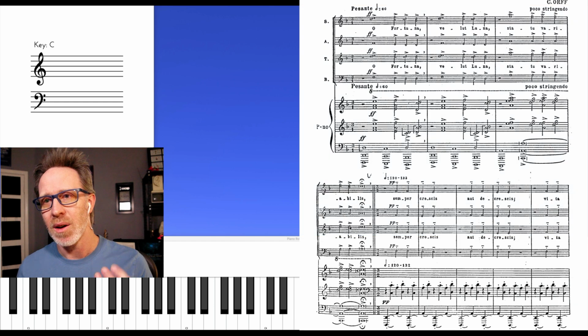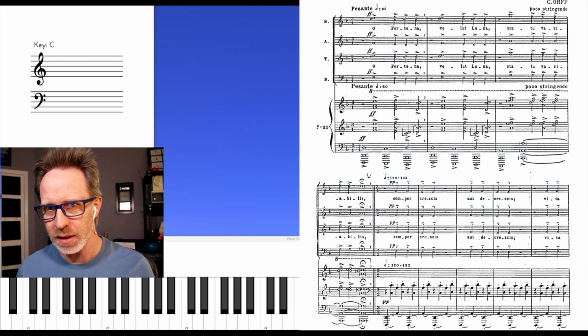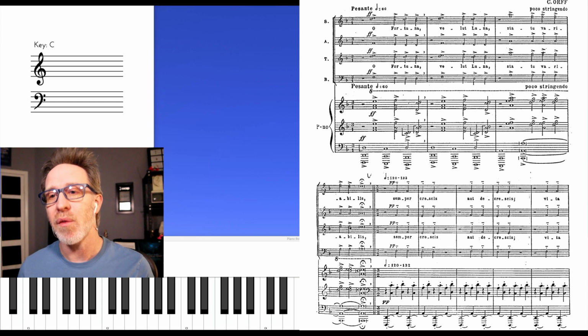So in Latin, O Fortuna, velut luna, statu variabilis, which translates roughly to, O fate, like the moon, you are in a state of flux. And I'm grateful that fate brought you here, to my nerdy corner of the world.